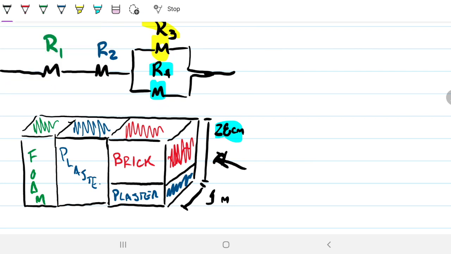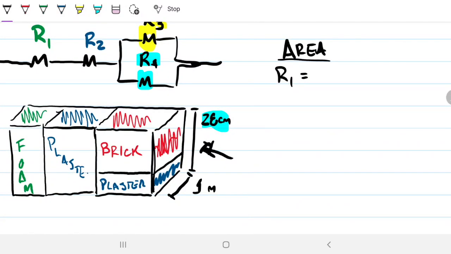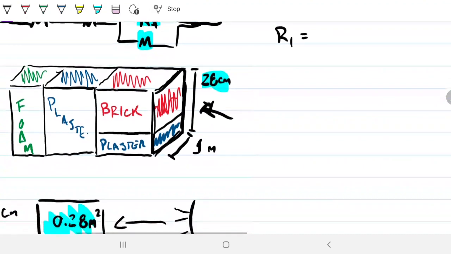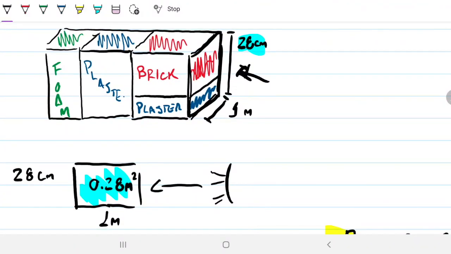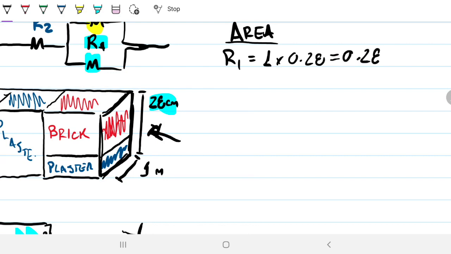Okay, so in terms of area, let's think about these areas here. When I'm doing the area for this small unit that repeats itself, the area for R1 will be just this whole chunk here for the foam. If I'm looking downwards, it'll be something like this: 28 centimeters in height, 1 meter in width. So that would give me a 0.28 square meter area. R1 would be 1 times 0.28, that's 0.28 meters squared. R2 will have the same as R1, so this is 0.28.